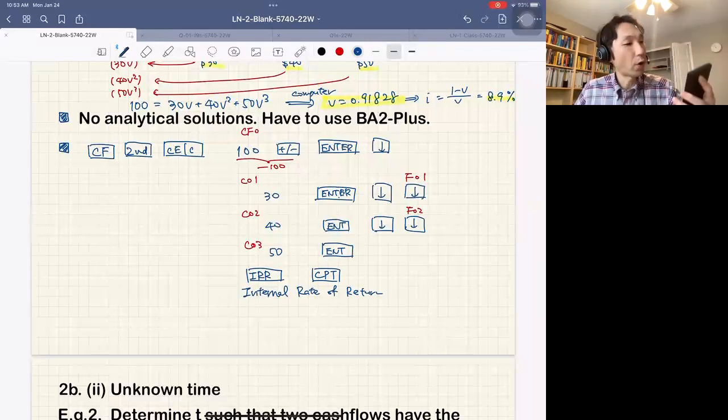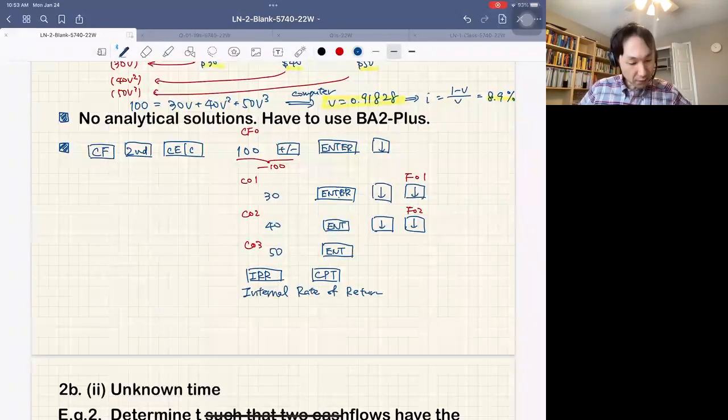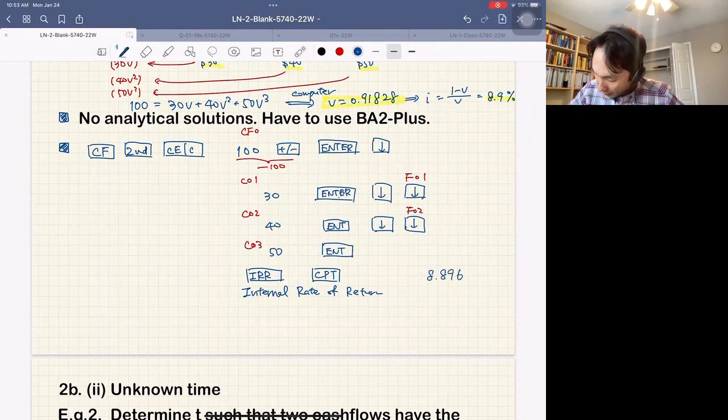Did you get 8.89 or 8.90? It depends on how many digits you are using. About 8.9, did you get? Yeah, thank you. Okay, so this is the way to calculate it. 8.896%.